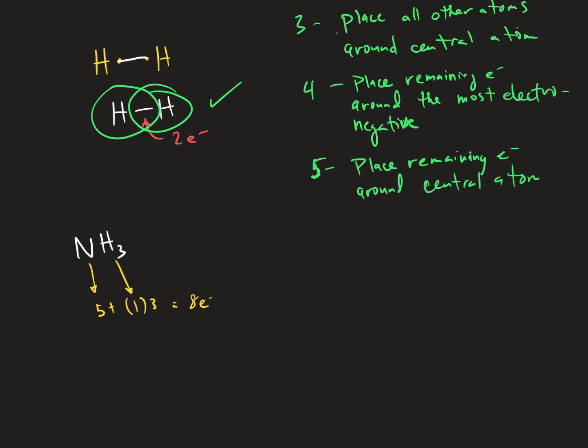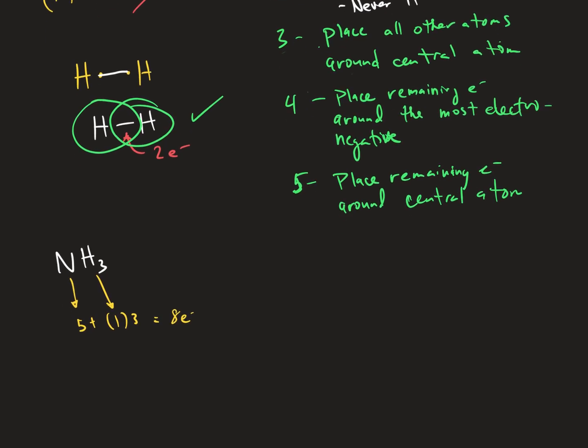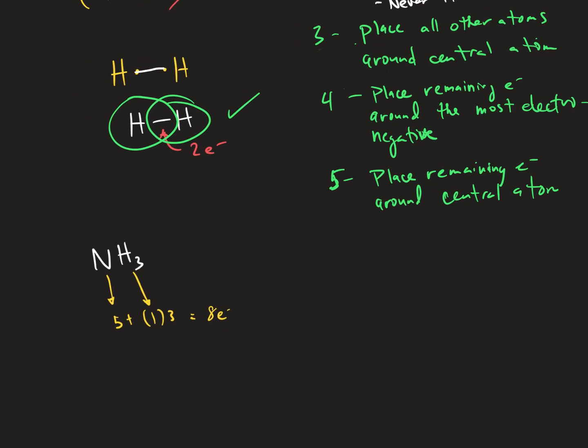Okay, next step is determine the central atom. What is it in this case? Nitrogen. Well, 2 reasons. It's all by itself. There's only 1. And it's never hydrogen, right? So nitrogen. And then place all other atoms around the central atom. There's 3 hydrogens, so we're going to place 3 of them around it.